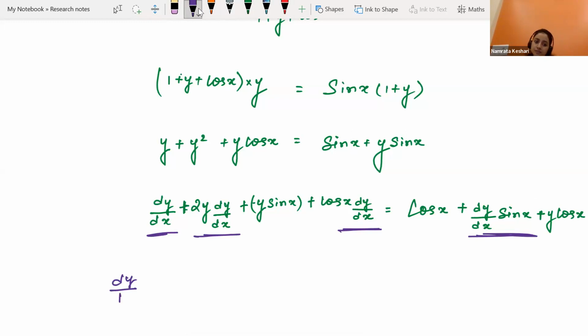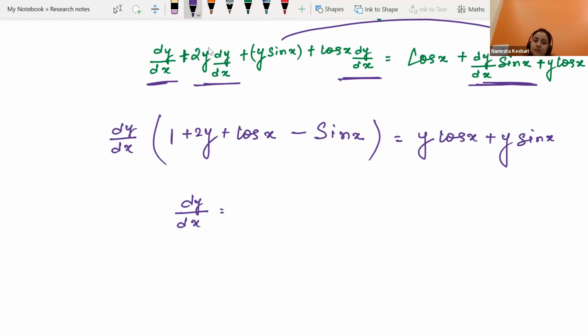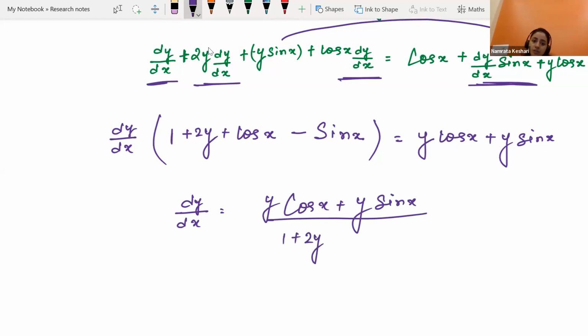So dy by dx times 1 plus 2y plus cos x, right, Annapurna? And minus, if we take sin x to this side, it will be minus sin x, right? Are we missing any dy by dx? No. Equals y cos x, and this will go to the other side, so we are going to have plus y sin x. The bracket part will go to the denominator. We are having 1 plus 2y plus cos x minus sin x.